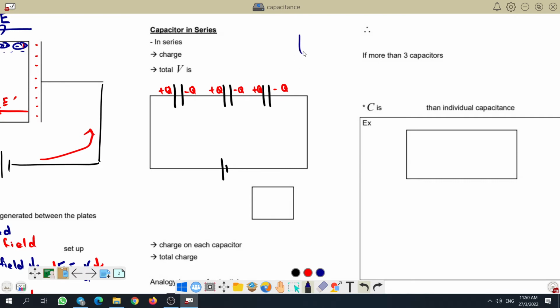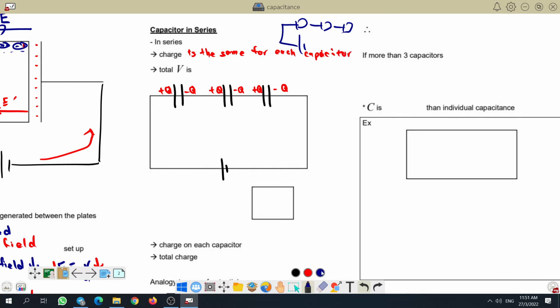Same like resistor. Kalau resistor, what is the same? I lah. Yeah. Because the rate of flow must go back to the battery. Bukan go back, the rate must be the same. Okay? So not by formula anything. In series we know the charge is the same for each capacitor.